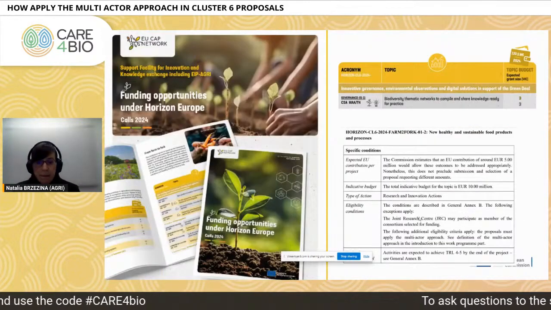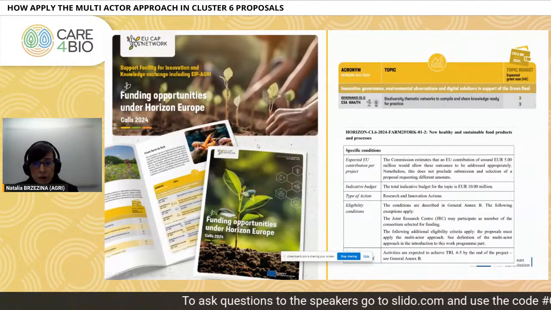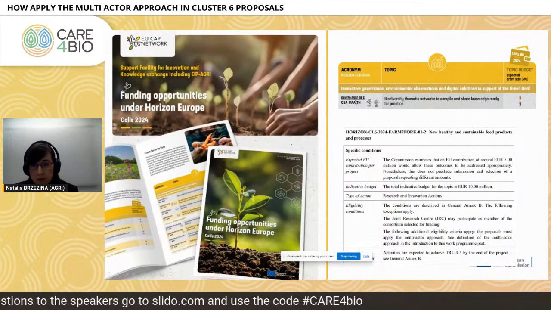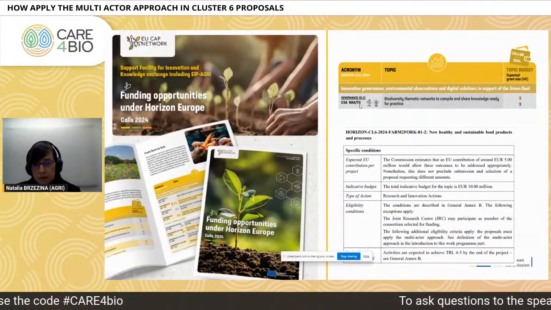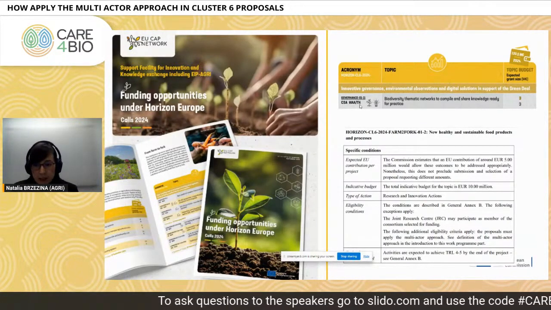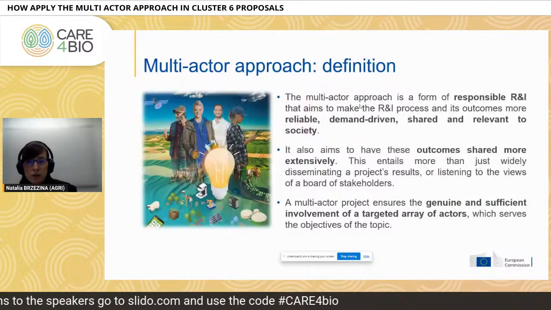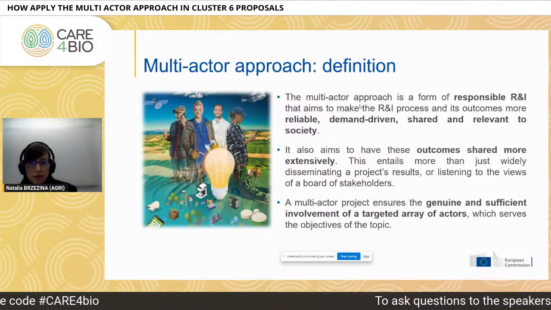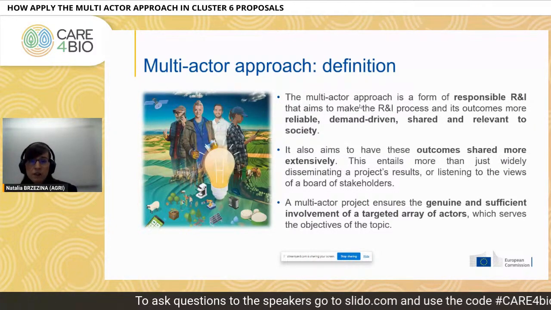And when you go to the brochure from the EU CAP network about the funding opportunities, we have also put next to the topics that require the multi-actor approach this small sign saying MAA. It means the multi-actor approach applies to this one, to also facilitate for you to identify which topics actually apply it. So now the definition. The multi-actor approach is a form of responsible research and innovation that aims to make the research and innovation process and its outcomes more reliable, demand-driven, shared, and relevant to society.